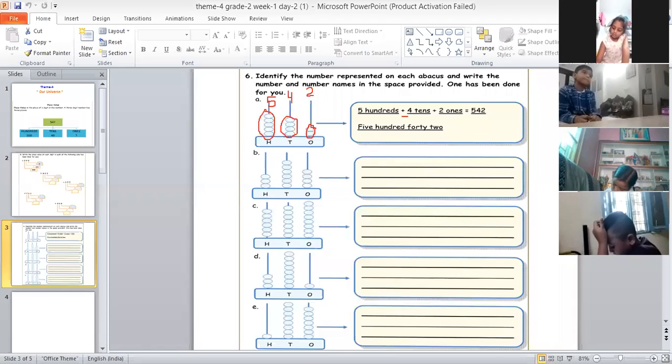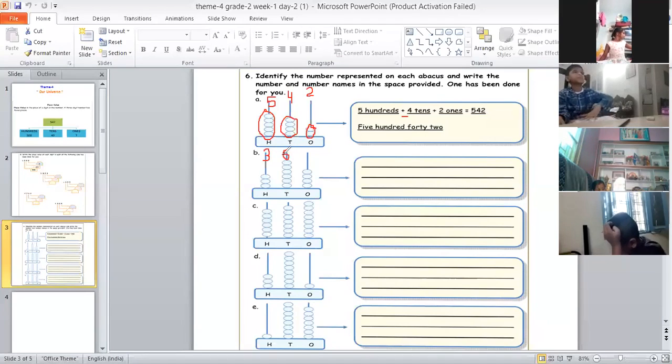Okay, so Supratik, you tell me, in the second bit, bit B, which number is being represented on the abacus? Count and tell me how many beads are there in the hundreds place. 6, ma'am. No. 3, ma'am. Yes. There are 3 beads in the hundreds place. So we'll write here 3. How many beads are there in the tens place? 6, ma'am. Yes. So we'll write here 6.